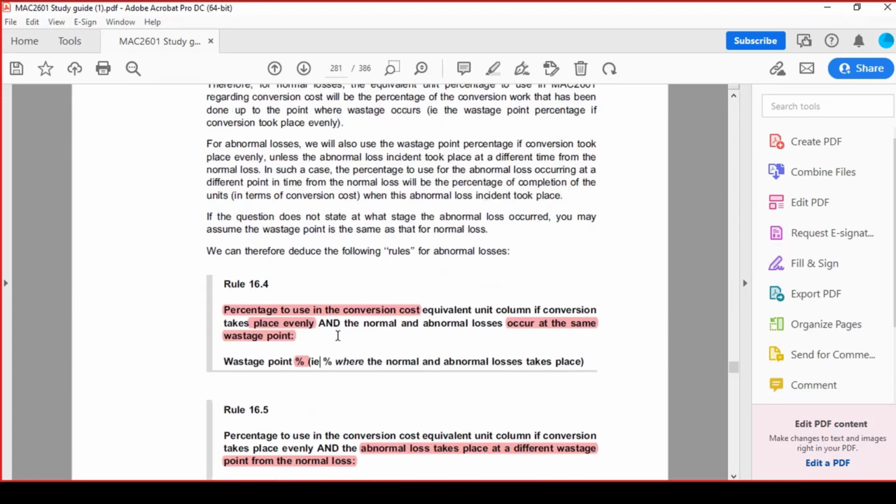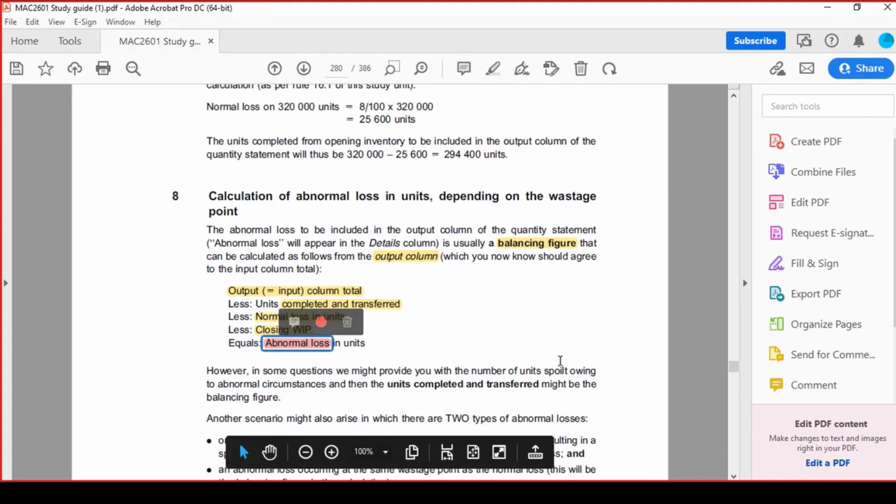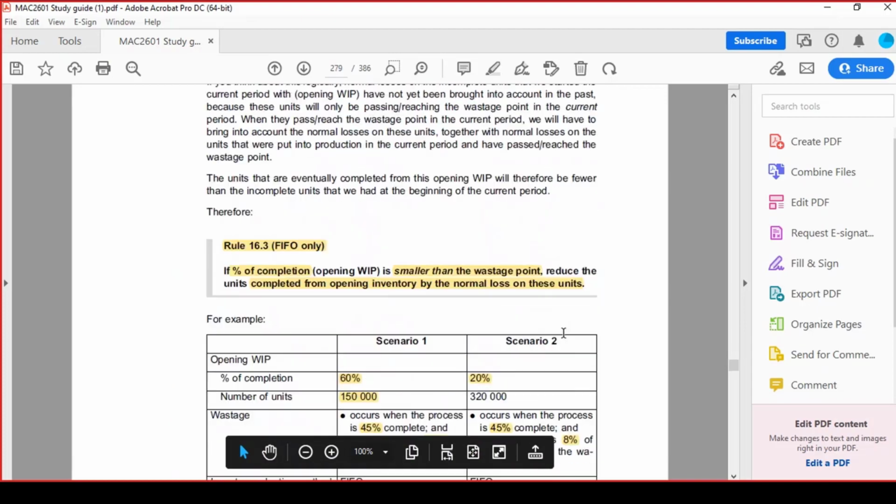Okay, cool. I think then we're done with abnormal. So abnormal loss is the balancing figure. You're reconciling between your output column and your input column by taking the input minus completed minus normal loss minus closing WIP. The balancing figure will be your abnormal loss.